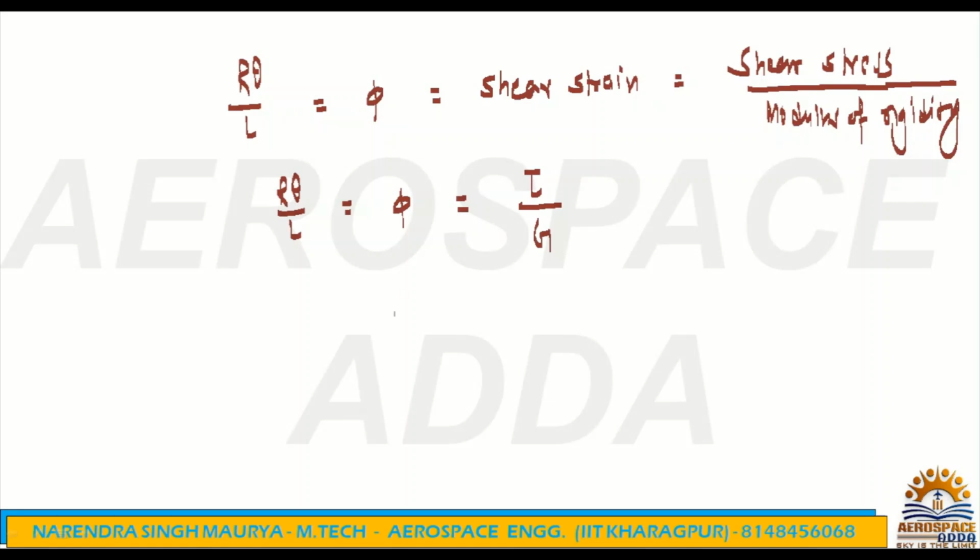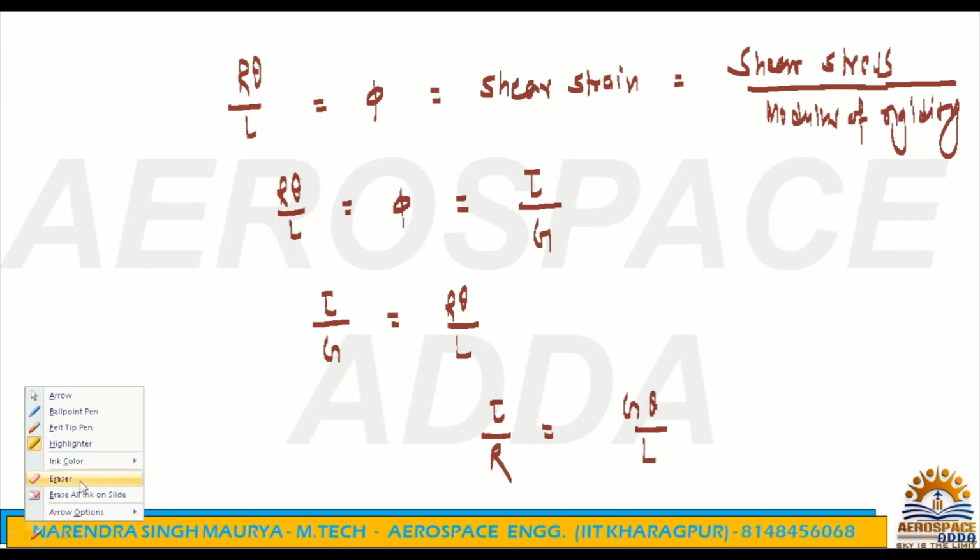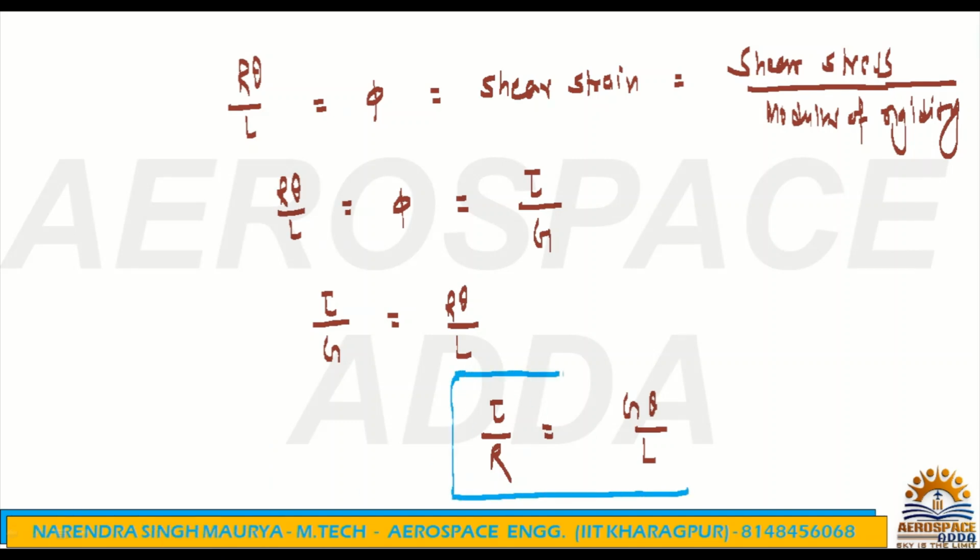So what is the tau by G here? I can tell you tau by G is nothing but shear stress by modulus of rigidity, which is equal to r theta by L. Phi you can now remove, because instead of phi we got tau by G here. So what is tau by R? Tau by R is nothing but G theta by L. This is a very important result. In examination, obviously this will be very important. With the help of this equation, we will be able to find the solution of any problems. This is the one which is very important.